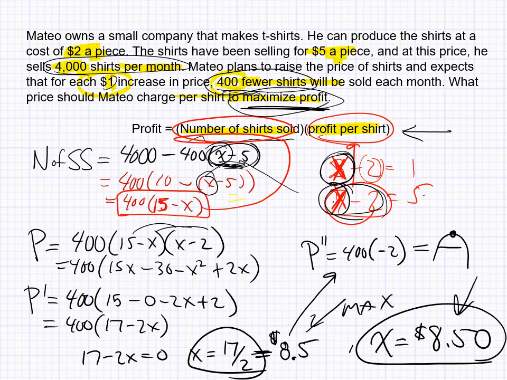You can then figure out how much the profit would be by simply plugging the $8.50 into your original profit equation, and you can get the exact amount of money you would make as a profit.